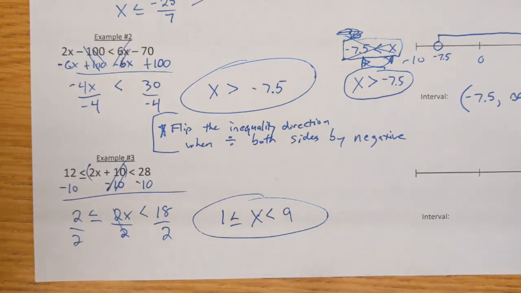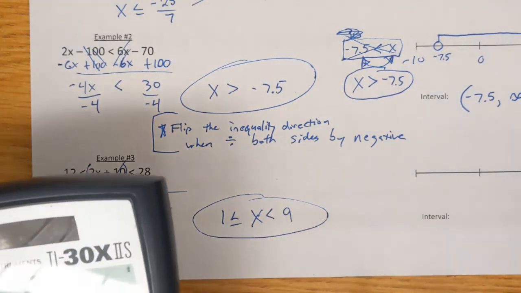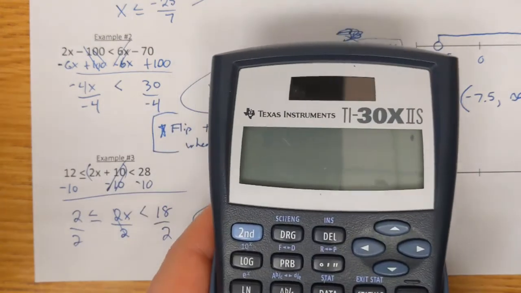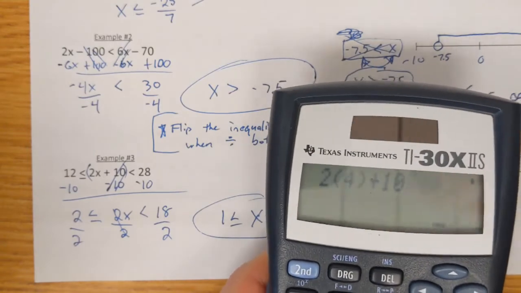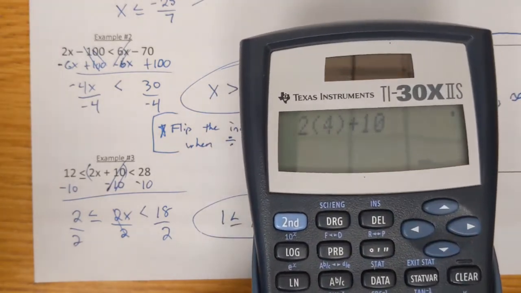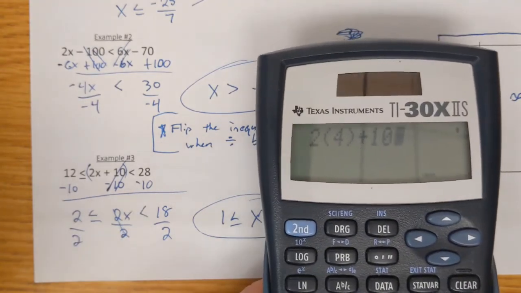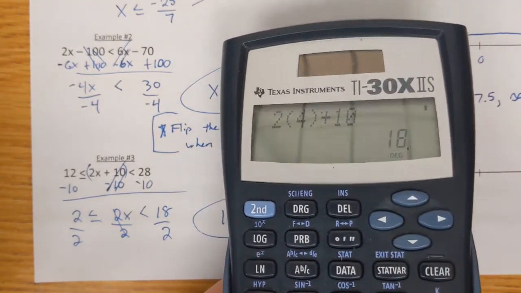Okay, and that's really, if you ever want to check your inequality, just try it. Let me think of a number between 1 and 9. I'm going to use 4. I promise you, if I plugged a 4 in for x, if I were to do 2 times 4 plus 10, without even hitting enter, I know that this final answer is going to be some number between 12 and 28. And it is. It gives me an 18.